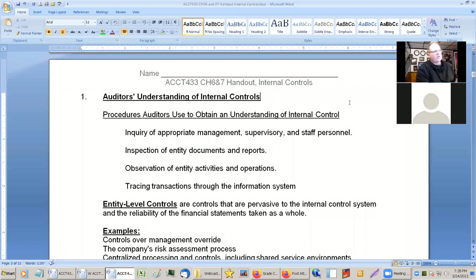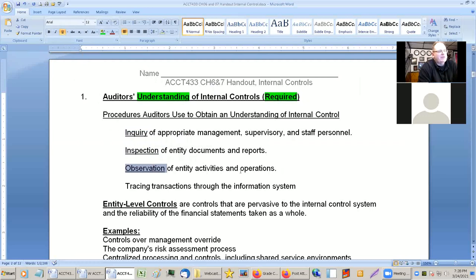Understanding of internal control. This is required. Any audit, you must get an understanding, and that's the key word there, understanding of the internal control. And you basically do it through inquiry, asking people questions, inspection of documents and so forth.